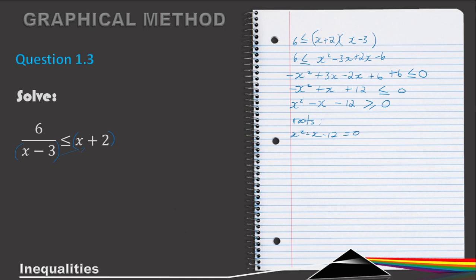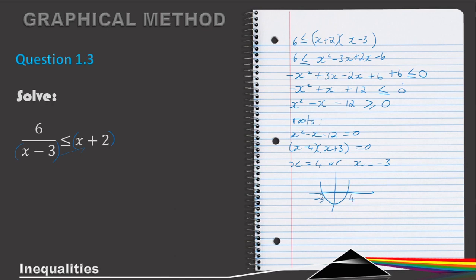Factorize. Easy factorization. Factors of 12 to give me minus 1 are 3 and 4. So x minus 4 and x plus 3 is equal to 0. X is equal to 4, or x is equal to minus 3. Now we can draw our graph. One is a negative, one is a positive. So I'm just going to draw it like this. And then we add negative 3 and add 4.